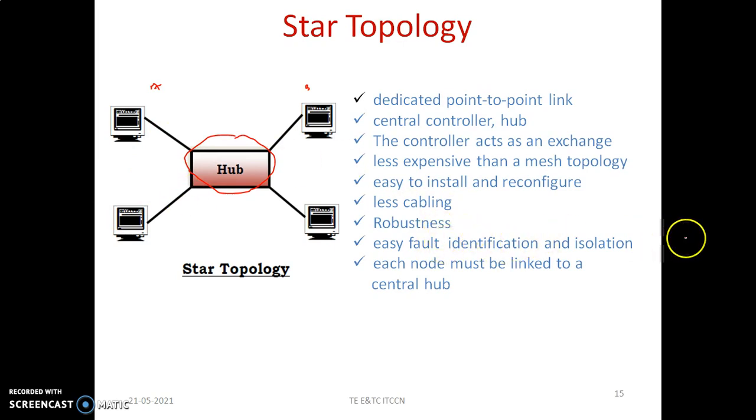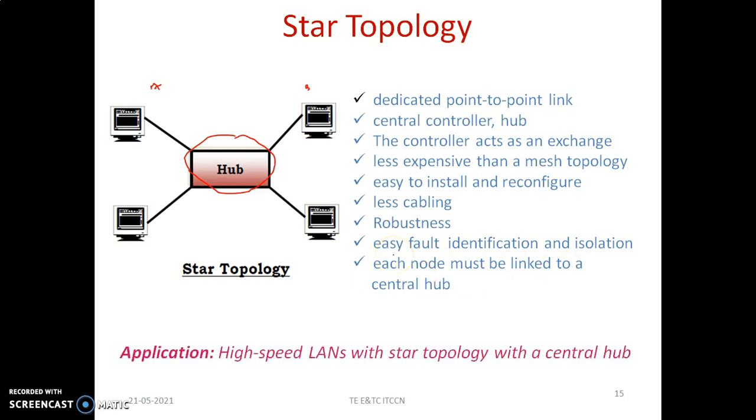So easy fault identification and isolation. Each node must be linked to a central hub. That is the main requirement of this star topology. As for its application, star topology is used in high-speed local area networks with a central hub station.